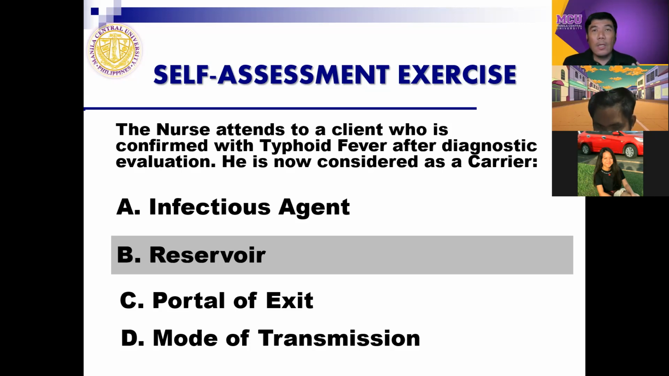For portal of exit, this is on how the infectious agent or the causative agent will be leaving the reservoir. It could be through coughing, sneezing, secretions, any bodily secretions coming from the reservoir. It could be saliva, a droplet, or blood. So anything coming from the reservoir is the portal of exit. And the mode of transmission is on how, from the portal of exit, it will be transmitted to a new host, prior to the portal of entry. So the answer is reservoir. So next question.